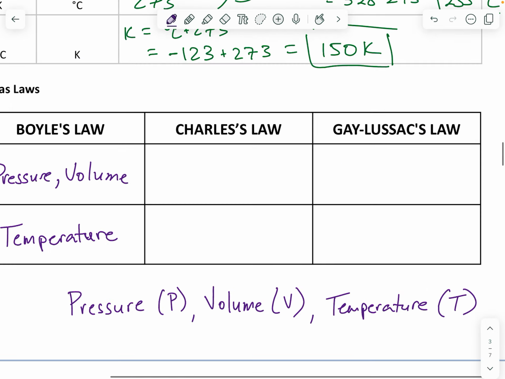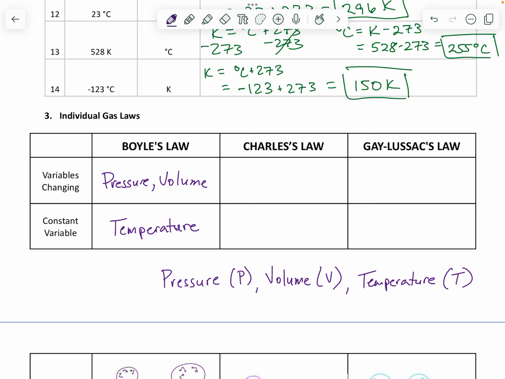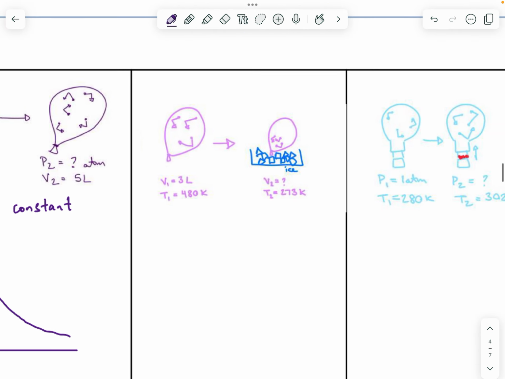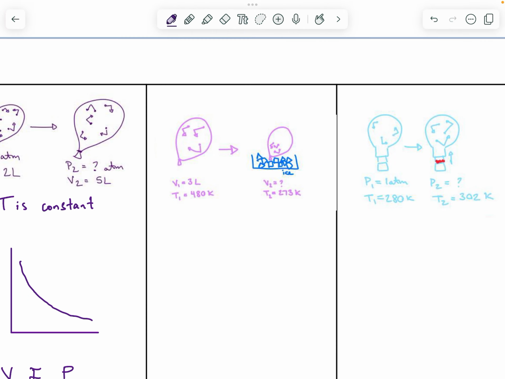Then we have, of course, Charles' law, and Charles' law is when pressure is held constant. So think of this as all of the flexible containers, right? When volume is changing in some capacity, that means that the container that the gas is in is able to expand and contract. And so in this case, volume and temperature are the two variables that we focus on here.